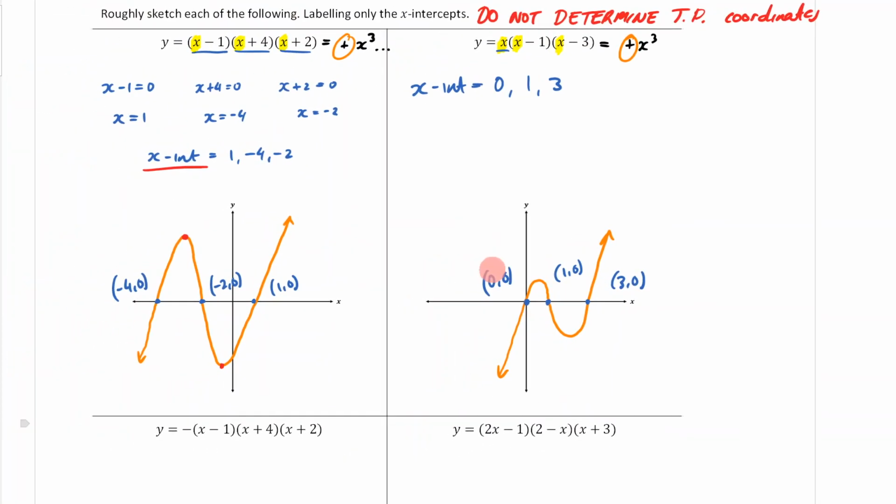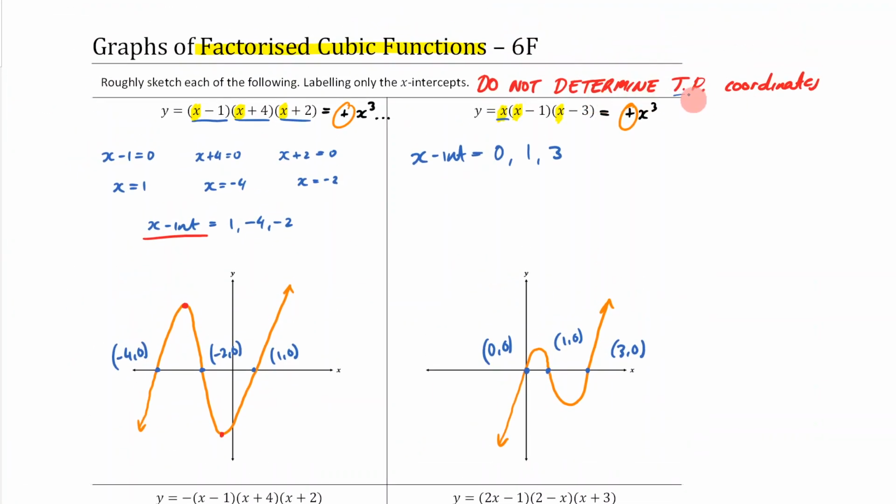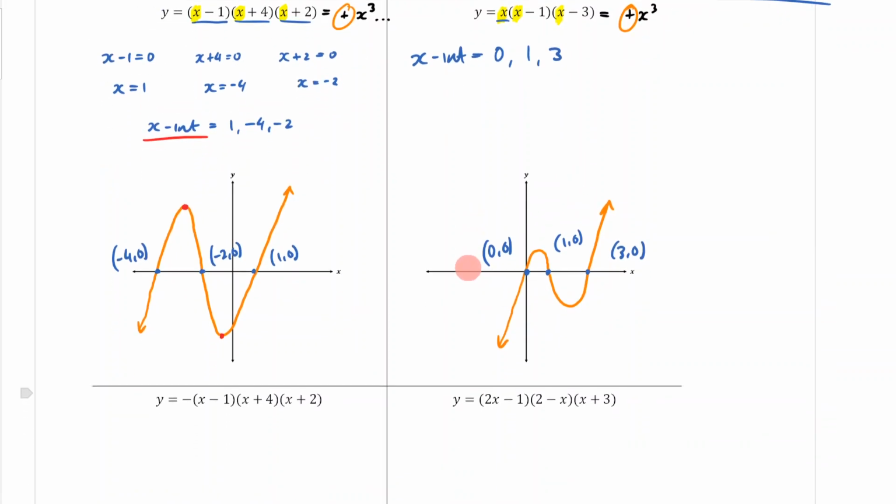Again, let me repeat. Do not determine the turning point coordinates. So a cubic, unlike a quadratic, the turning point is not going to be symmetrical, it's not going to be exactly in between the x-intercepts. That's not how a cubic works. So you just can't figure it out without the CAS or without calculus. So do not worry about the turning point coordinates. Just draw a nice graph and you'll be fine.